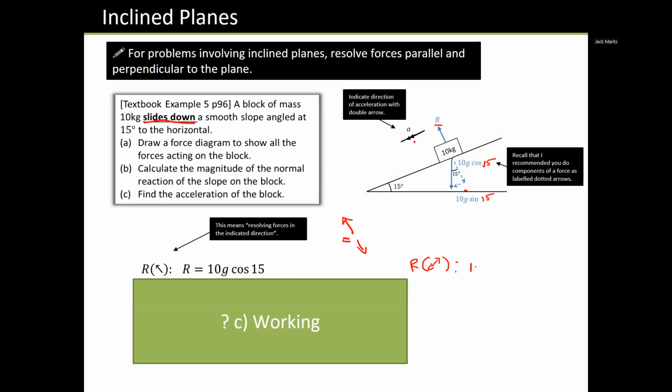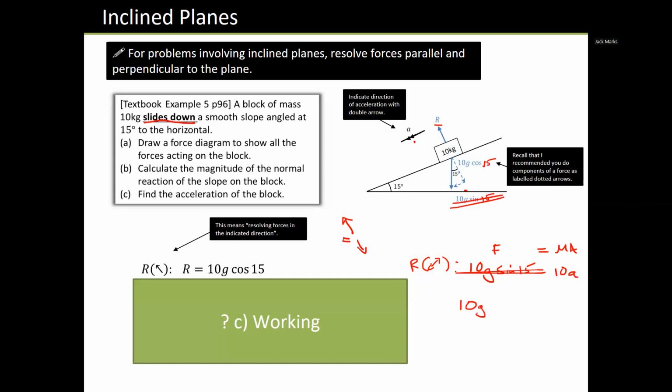So here we go. So 10g sine 15. Now, are there any other forces that are acting down? No. Are there any other forces that are acting up? No. So that's just that then. That is going to be the resultant force. There's no other parts to it. Well, if I do F equals MA, so M for the block was 10, 10A.